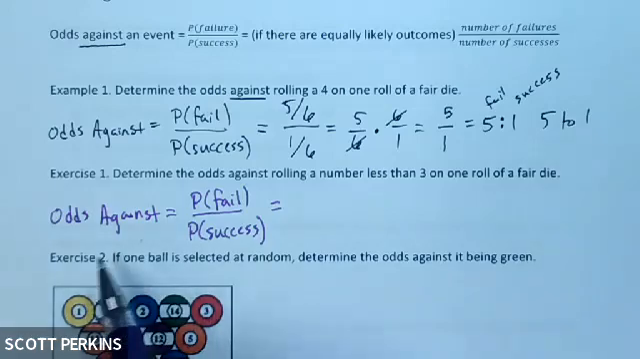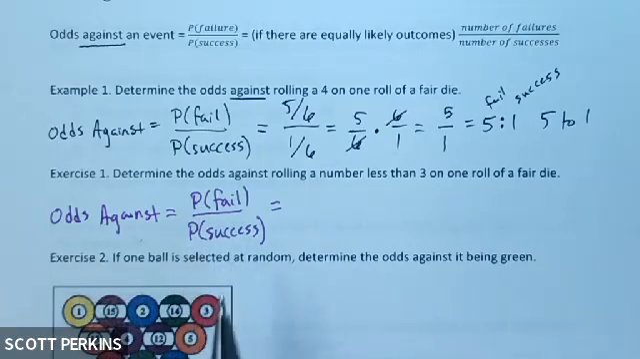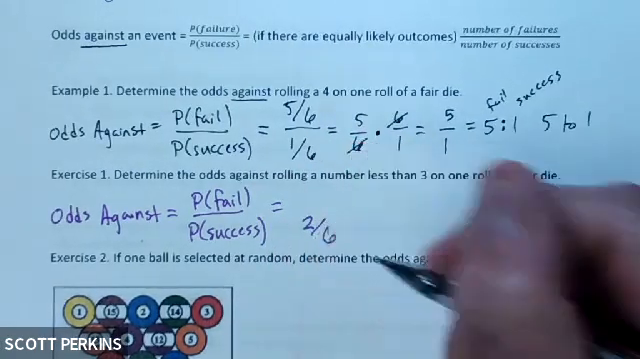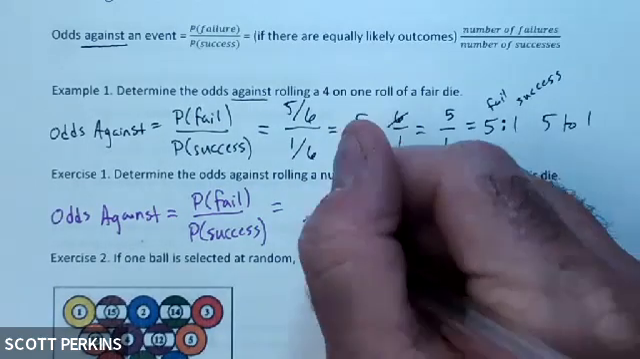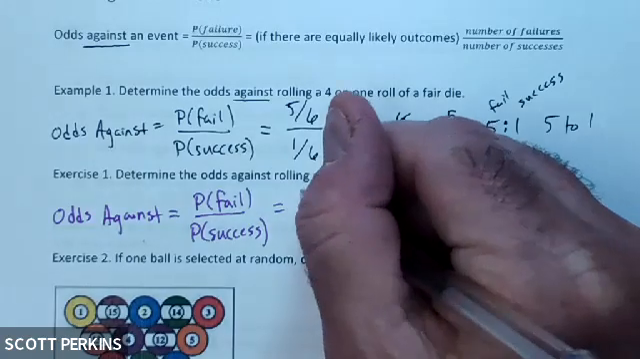All right, so my odds against are going to be the probability that I fail to roll a number less than 3 over the probability that I successfully roll a number less than 3. So again, I'm going to start with the success. What's the probability that I successfully roll a number less than 3? There's 2 numbers less than 3 out of the 6 sides of the die. That's great. And then what's the probability I fail to roll a number less than 3? The other 4 sides, 4 out of 6.